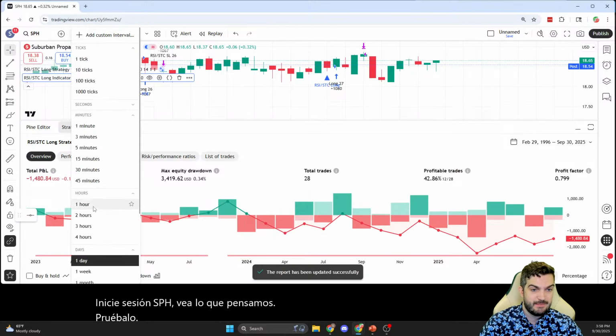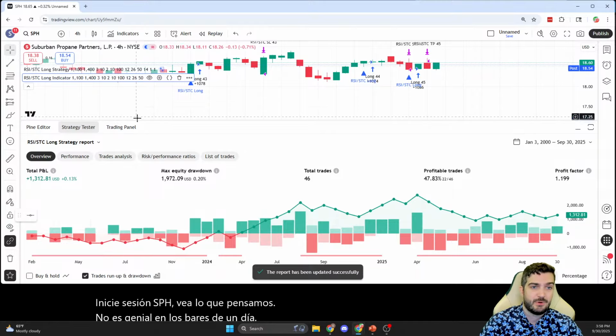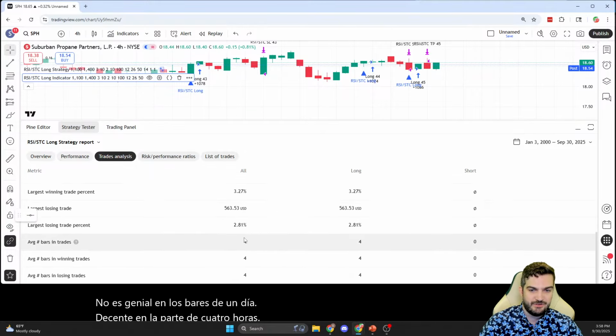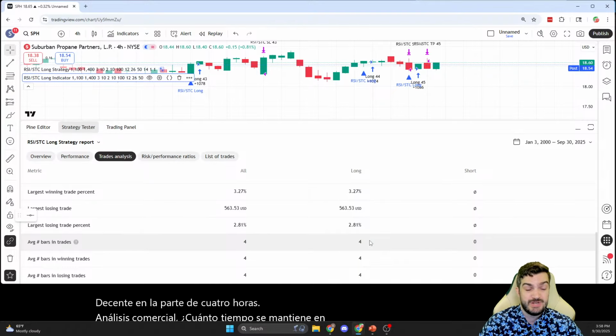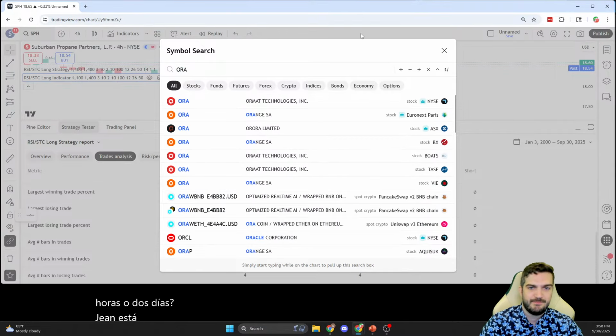Not great on the 1 day bars. Decent on the 4-hour bar. Trade analysis. How long is it holding? On average, 4-hour periods or 2 days. Gene is saying ORA. Let's check it out.